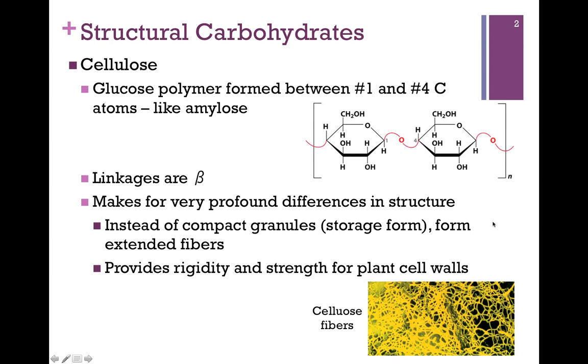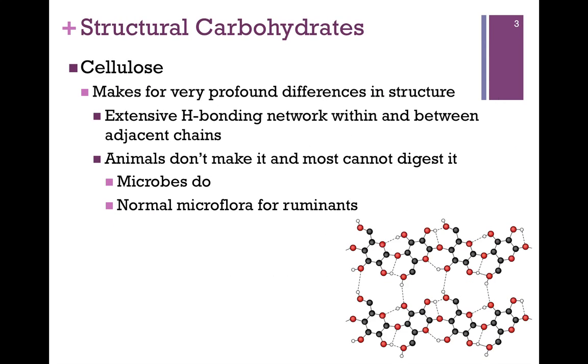And just that simple difference makes for a very profound difference in structure. Instead of compact granules, remember that's the storage form, we get extended fibers, and this gives rigidity and strength for plant cell walls. Those cellulose fibers are pictured at the bottom of the screen here. Very intricate network, very rigid, very strong, and just that linkage is beta rather than alpha. That's the only difference between this and amylose.